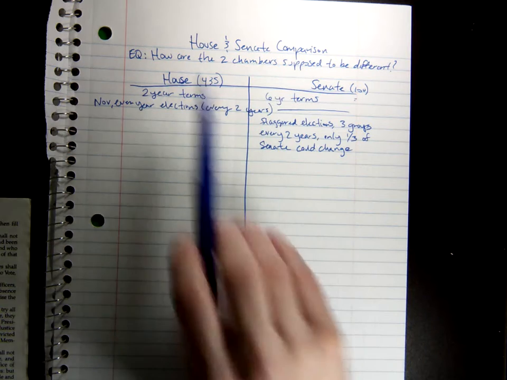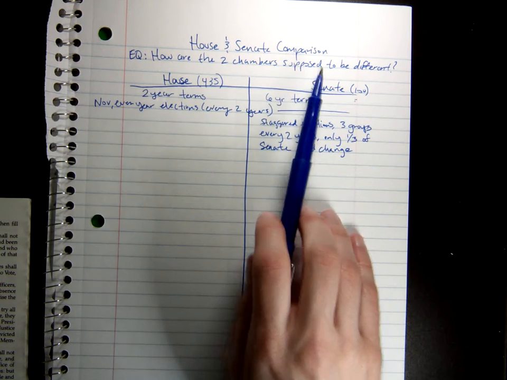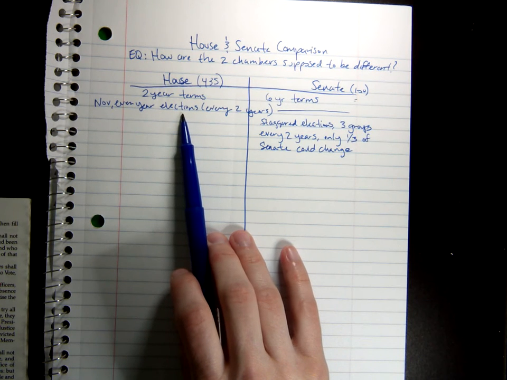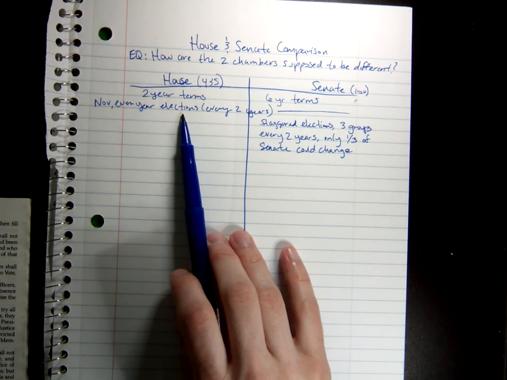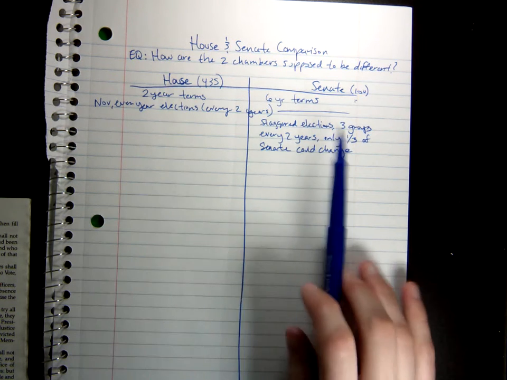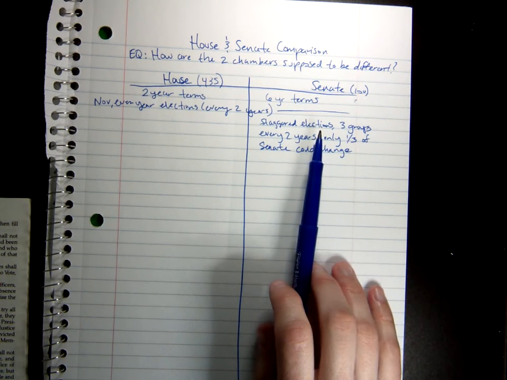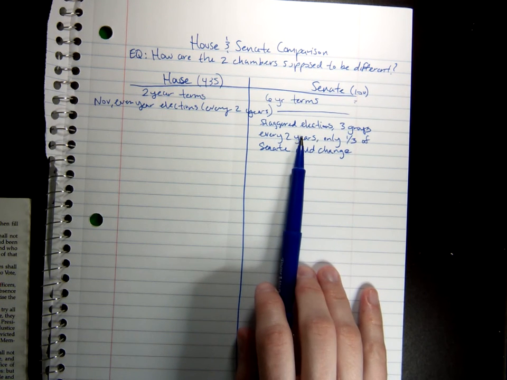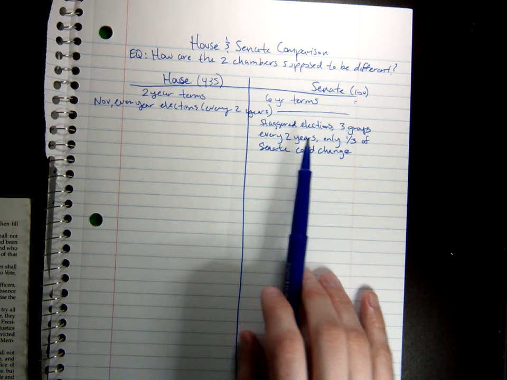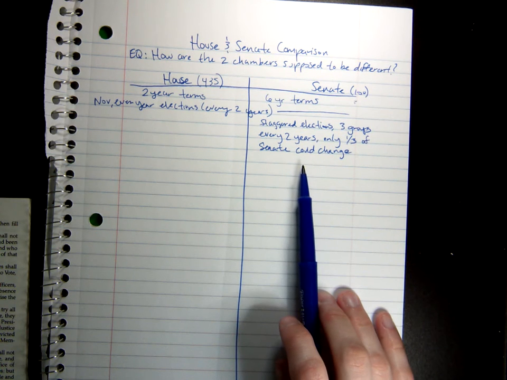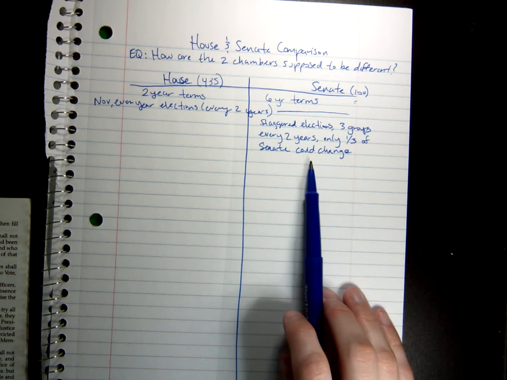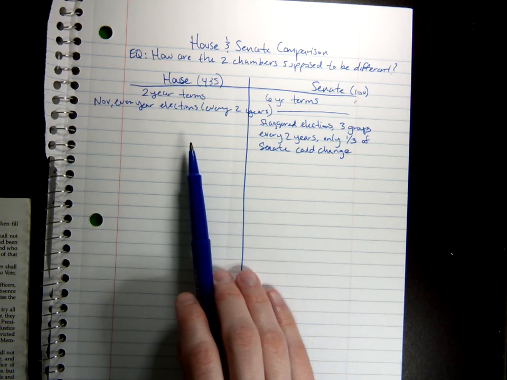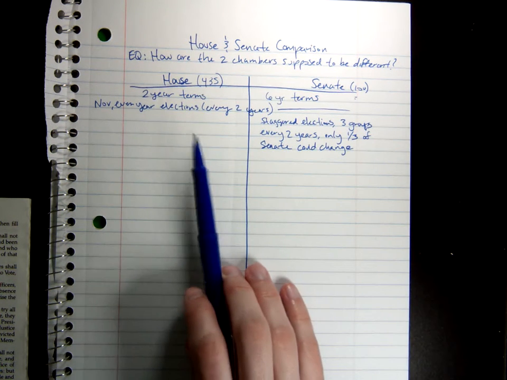So right away, when we look at the question, how are the two chambers supposed to be different, we can see that the House is supposed to be more responsive to the American people, closer to the people, more representative, hence the name House of Representatives. The Senate, on the other hand, we give them a longer leash. They have longer terms. We can't change them overnight in one election. This is supposed to be the more stable body, maybe the wiser chamber that evens out with the House of Representatives, which might be more likely to succumb to the wills of the mob.